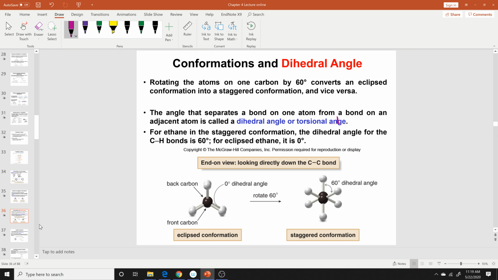So this means that the dihedral angle between every CH bond is going to be 60. The angle between these 2 bonds is going to be 60 degrees. This is 60, this is another 60, this is another 60, and that is another 60 for a full rotation of 360 degrees.